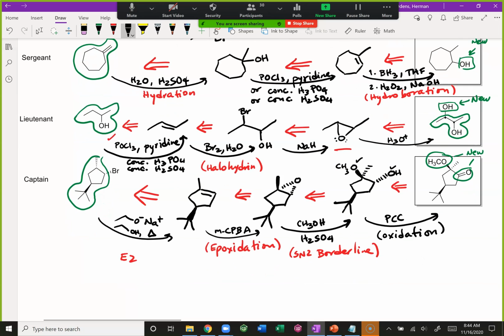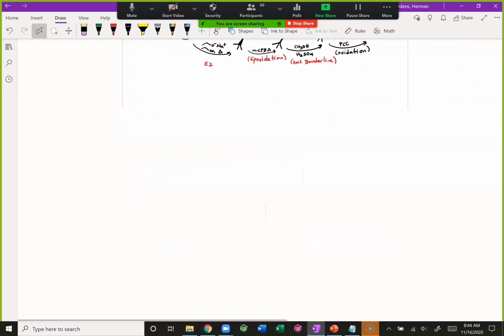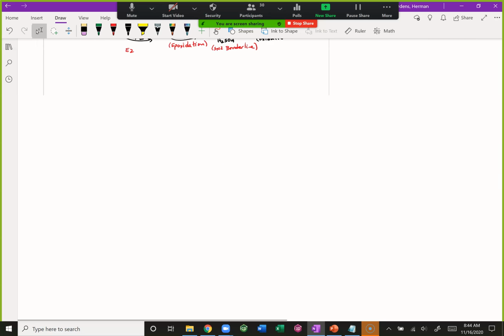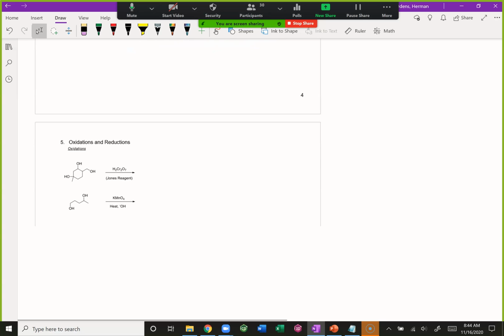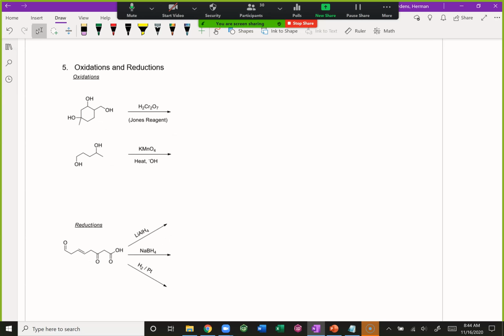All right, we got 6 minutes and a little bit. Where is the last slide? Oh, there it is. Oxidations and reductions. So I want to show you some things that you need to know for oxidations. This is called Jones reagent, when you have H2 dichromate, dihydrogen dichromate. Check this out.